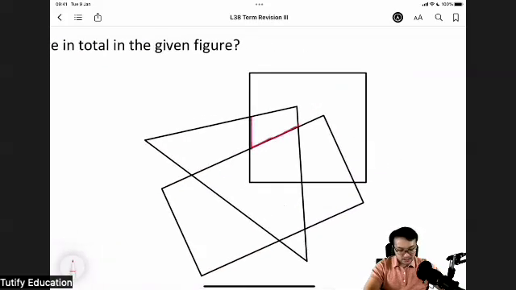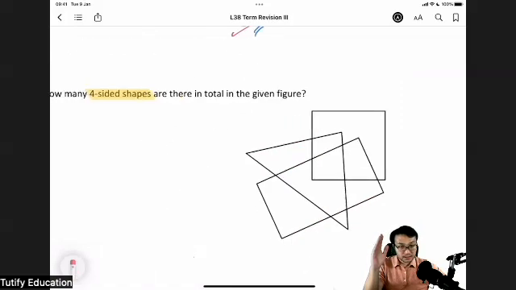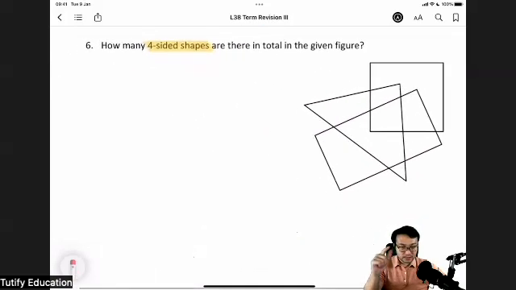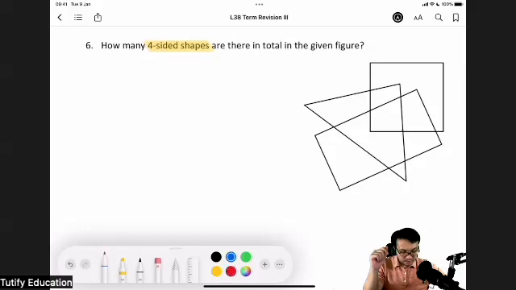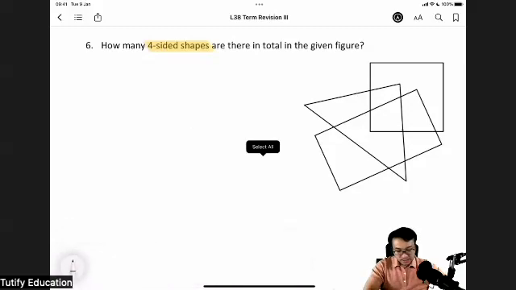This is also a four-sided shape, correct? This is also a four-sided shape. This is also a four-sided shape. Now, we can even say that this is a four-sided shape. We can even combine them and say that this is a four-sided shape. There are just too many to count, or at least too many to count without organizing them into a table. So let us organize them into a table.